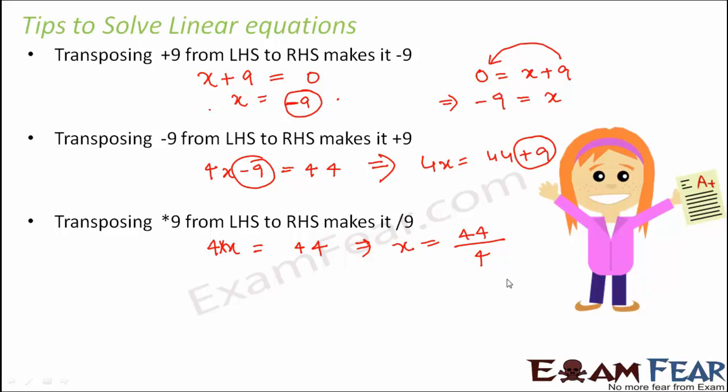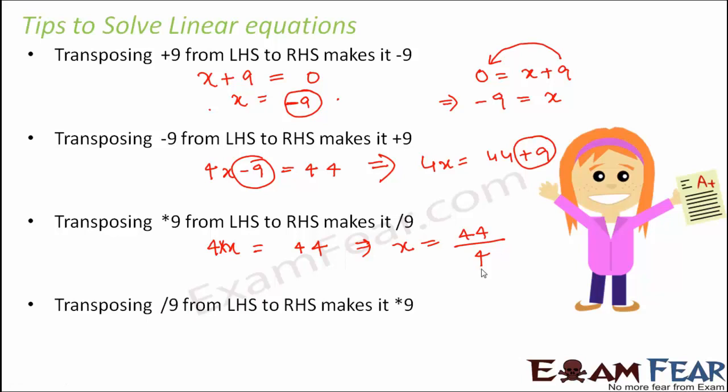Now, do you know why this is happening? That's because it is nothing but as if you are dividing both sides by 4. So if you divide both sides RHS and LHS by 4, you will get the same thing. So just to simplify it further while calculating, we remember these tips so that they help us to solve the equations faster.